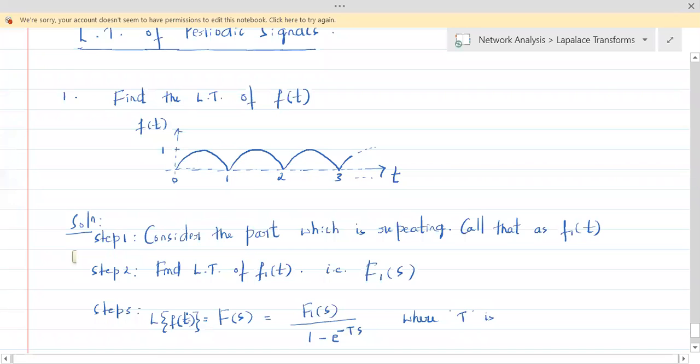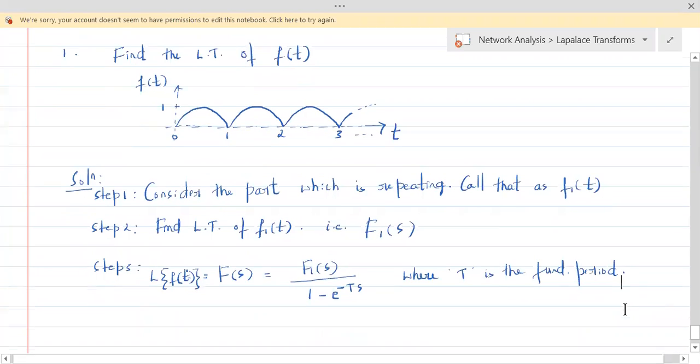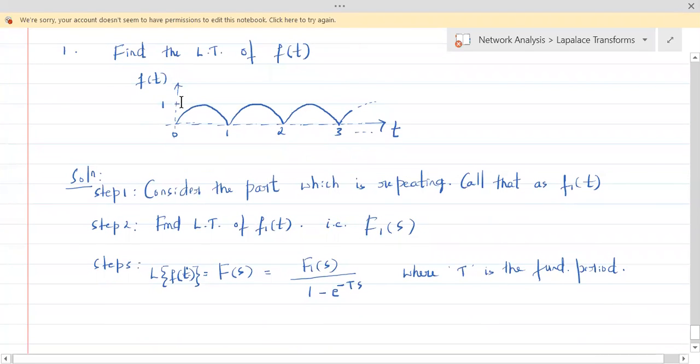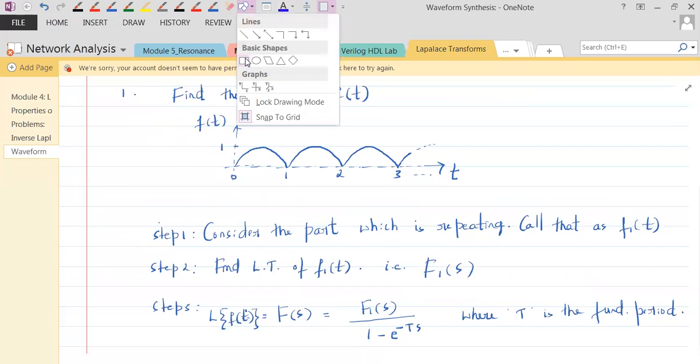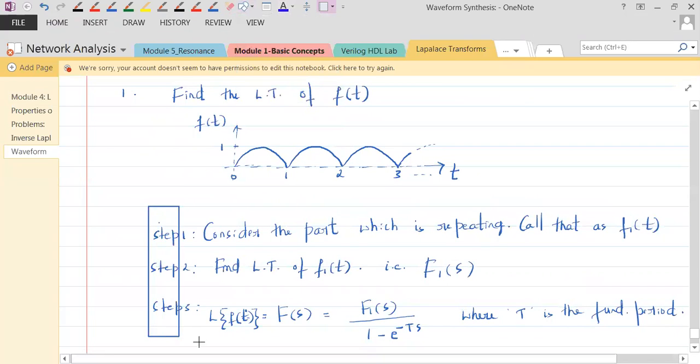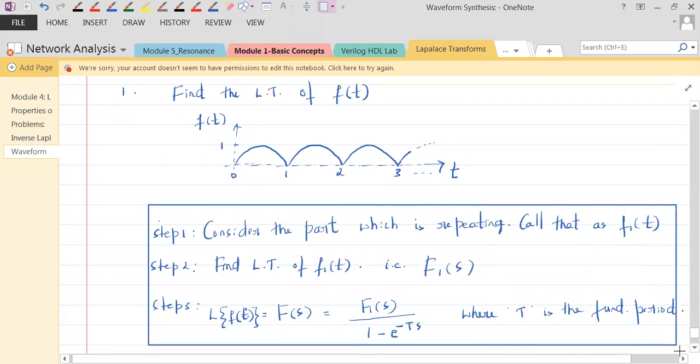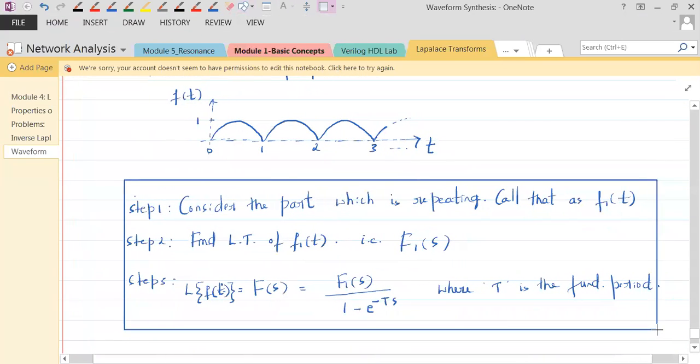where T is the fundamental period. So these three steps you need to follow. Let's go with the solution now. Everybody, just see here. Let's have this as the procedure of obtaining the Laplace transform of a signal which is repetitive in nature.